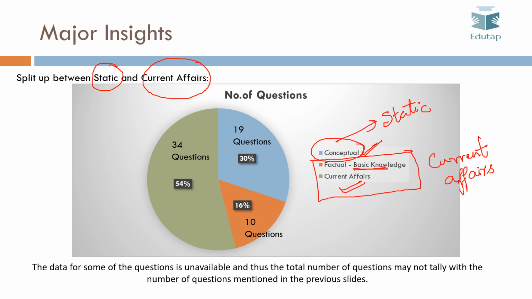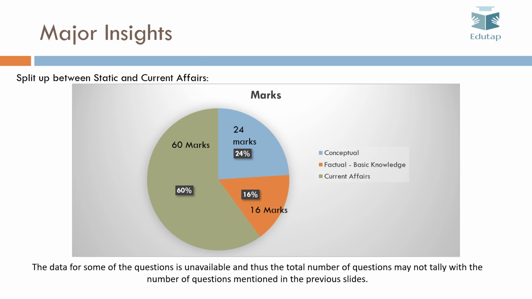Let me tell you that these 19 questions that you see on your screens, which are from the conceptual part, are actually very simple questions. If you're thorough with the basic concepts, you can get 19 easy marks out of it. So why do we need to miss these 19 marks? Then moving further, you can see the marks split-up. In the previous pie chart, we were discussing the number of questions. Here we can see the marks.